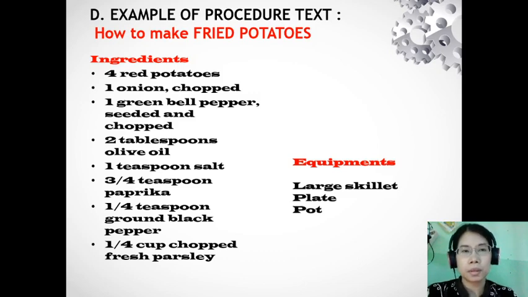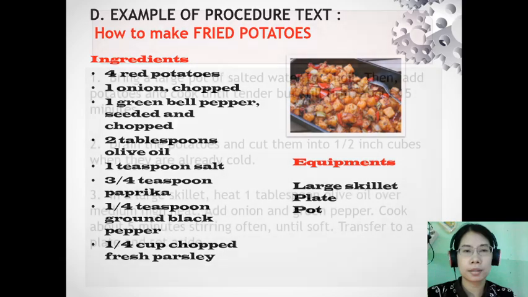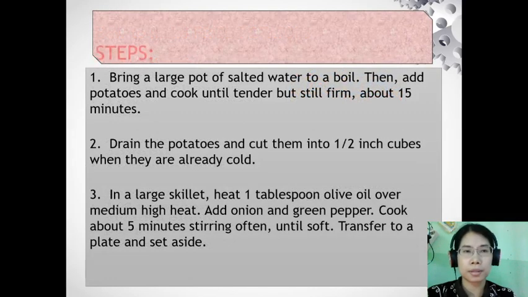Once again, the generic structure is how to make fried potatoes, that is the goal, and then the ingredients and the equipment. And we need one more, that is the steps. This is the last generic structure of the procedural text. The steps are the order in which something is done. So first of all, you have to bring a large pot of salted water to boil. Now we're using command here. We don't have a subject, but instead we put the first form of the verb directly at the beginning of a sentence. So we use command here.